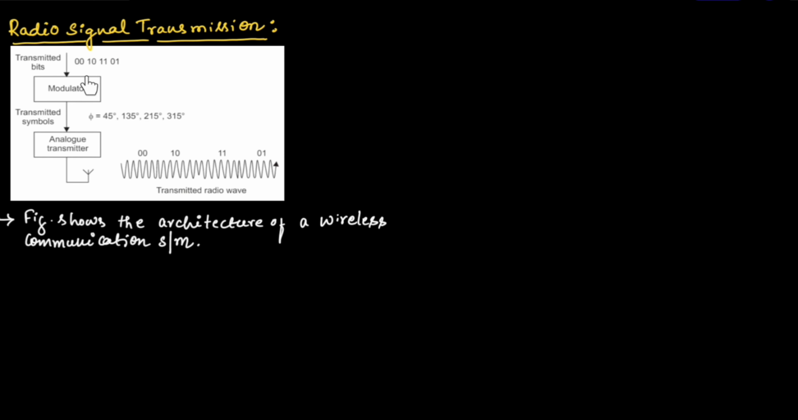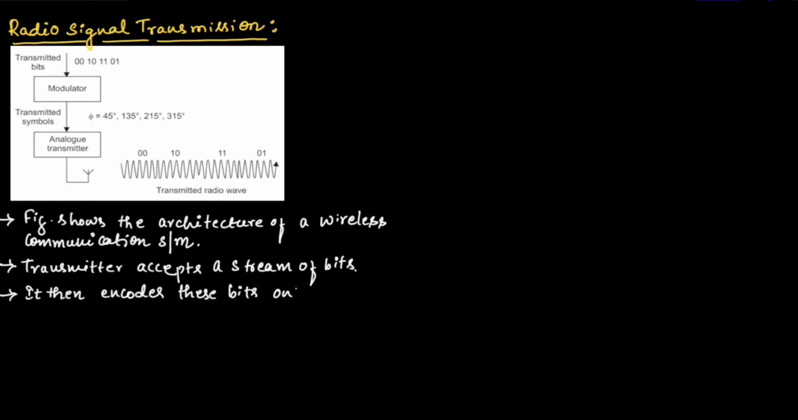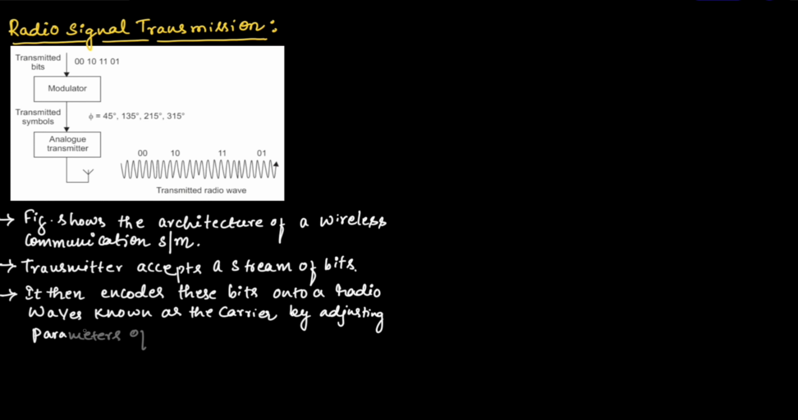It then encodes these bits into radio waves, which are known as the carrier signal, by adjusting parameters of the wave such as amplitude and phase. So the transmitter accepts a stream of bits as input.